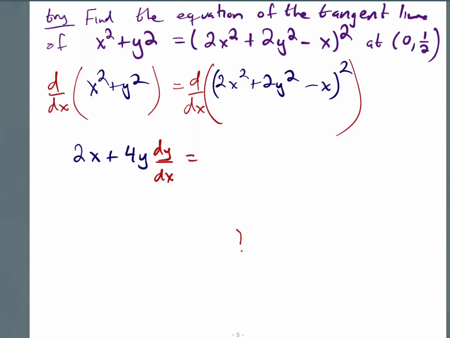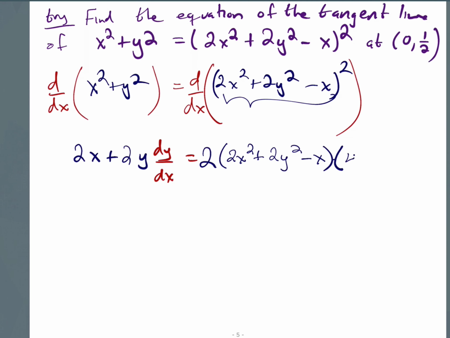Here, notice you have to use a chain rule, right? So you bring down the 2. Yeah, it'll be 2y. Oh, yeah, sorry. So 2x squared plus 2y squared minus x, like that, right? So right now we're doing good? Okay. Then times the derivative of the inside, right? So times, what's the derivative of 4x? Good.